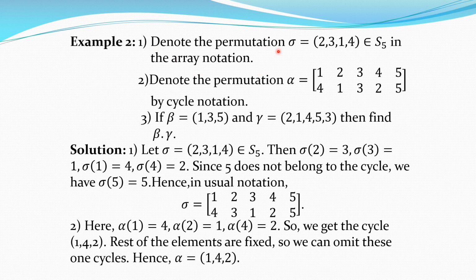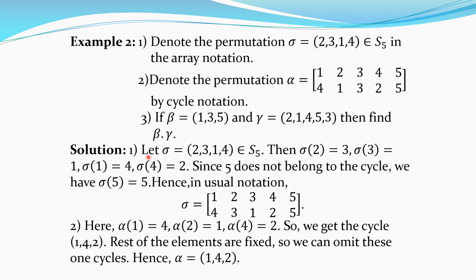Now, here sigma is given in cyclic notation, which is a permutation in S5. We have to express it in the array notation. Secondly, this is alpha written in array notation. We have to express it in cycle notation. Now, in third, beta and gamma are given, and then we have to find beta composite gamma.